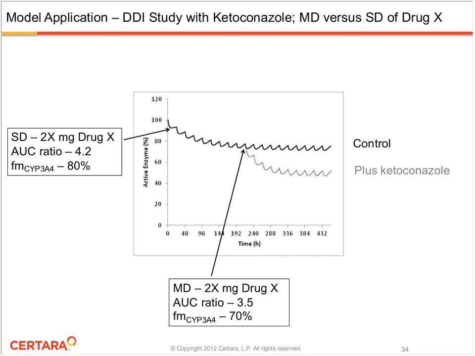Therefore, you're going to get a different result whether you give a single dose of your drug versus multiple dosing. And you can see here that after a single dose of the drug, the AUC ratio with ketoconazole is 4.2, whereas if you dose to steady state and then give ketoconazole, the value would be about 3.5. And of course, this is what happens when you actually give ketoconazole. You get a further reduction in the CYP3A4 level.